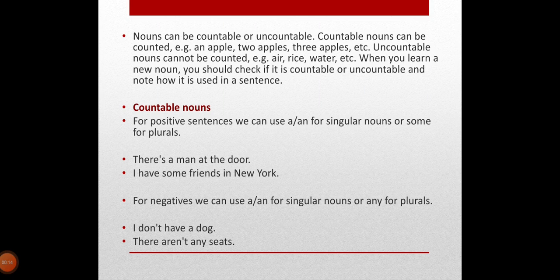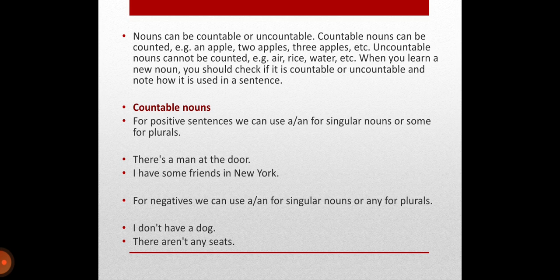Let's start with uncountable and countable nouns. Nouns can be countable or uncountable. Countable nouns can be counted, for example, an apple, 2 apples, 3 apples, etc., while uncountable nouns cannot be counted, for example, air, rice, water, sugar, tea, oil, etc. When you learn a new noun, you should check if it is countable or uncountable and note how it is used in a sentence.